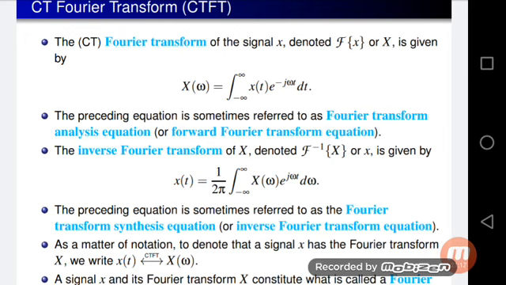As a matter of notation, to denote that x of t has the Fourier transform X of omega, we write x of t and X of omega as a pair. Capital X is the Fourier transform, and small x of t is the inverse Fourier transform. And these are the differences between the Fourier transform and the inverse Fourier transform.